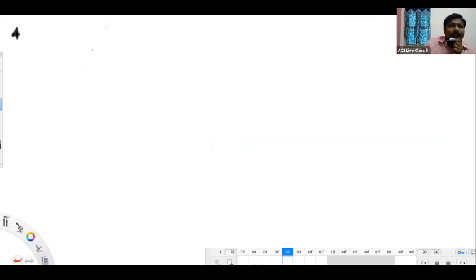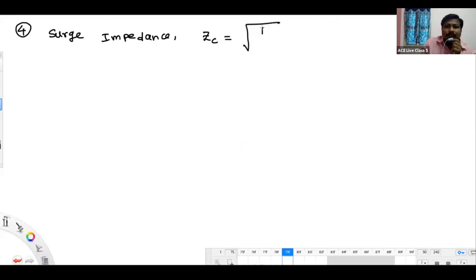See, we have a term like surge impedance, or you can sometimes say characteristic impedance. So I will write the name, surge impedance. See, the formula for this one is root of L by C. We will discuss this in detail when we move into the steady state analysis of line. For the time being, just take the formula: root of L by C.